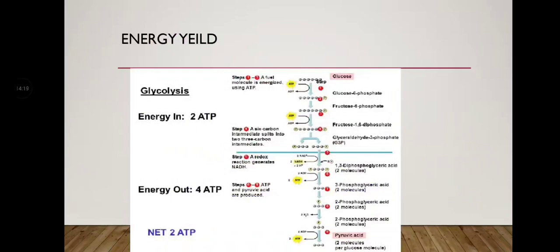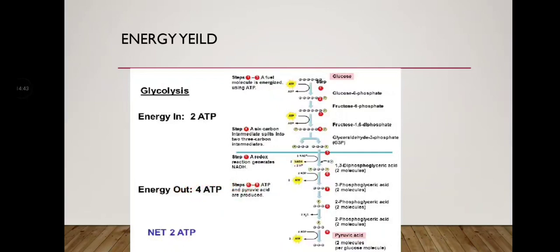Now, what's the energy yield? As earlier mentioned, in the investment phase, you have 2 ATP molecules that are used. Then in the payout phase, you have 4 ATPs that are produced. So the difference, the net, is 2 ATPs that are produced. That is the energy yield.